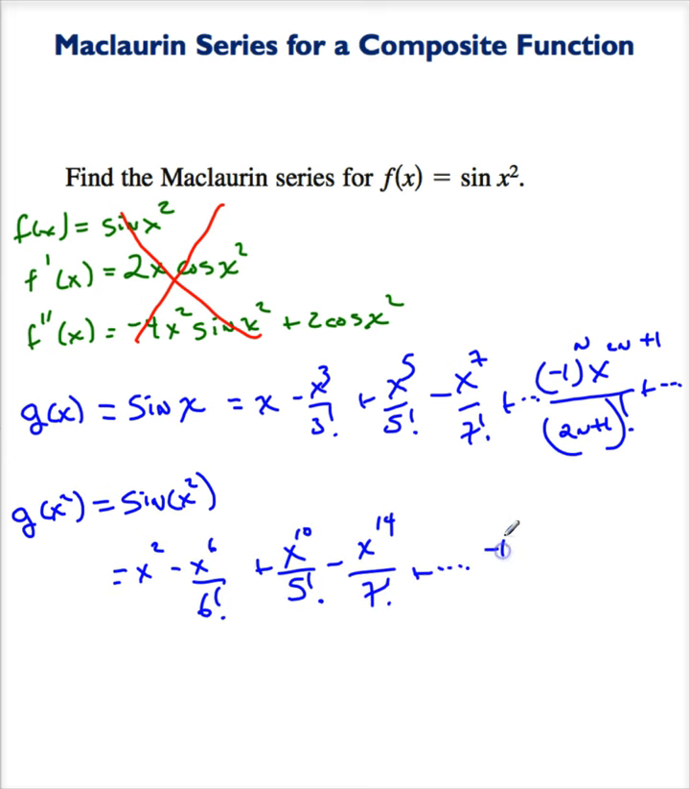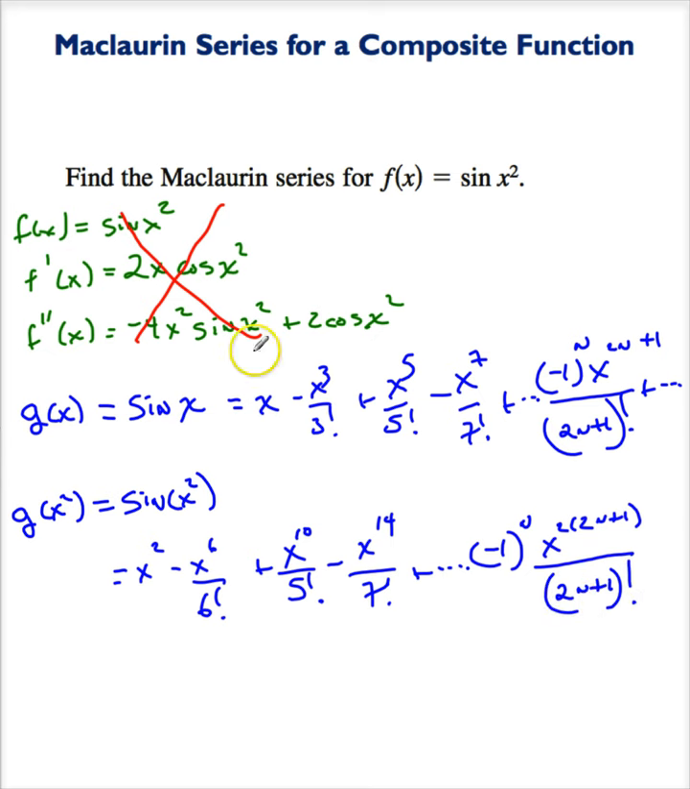dot, negative 1 to the n. Then we put in x squared, so it's going to be x squared to the 2n plus 1, divided by 2n plus 1 factorial.